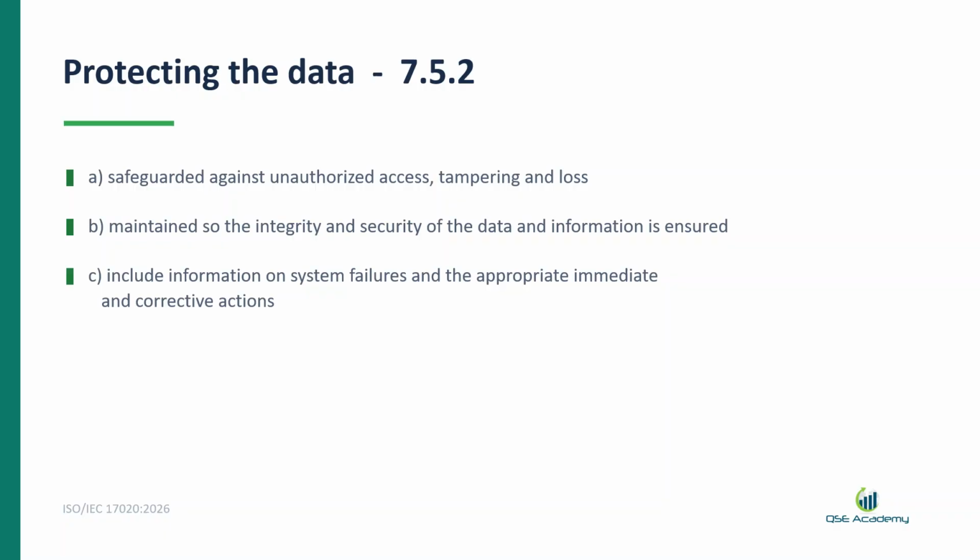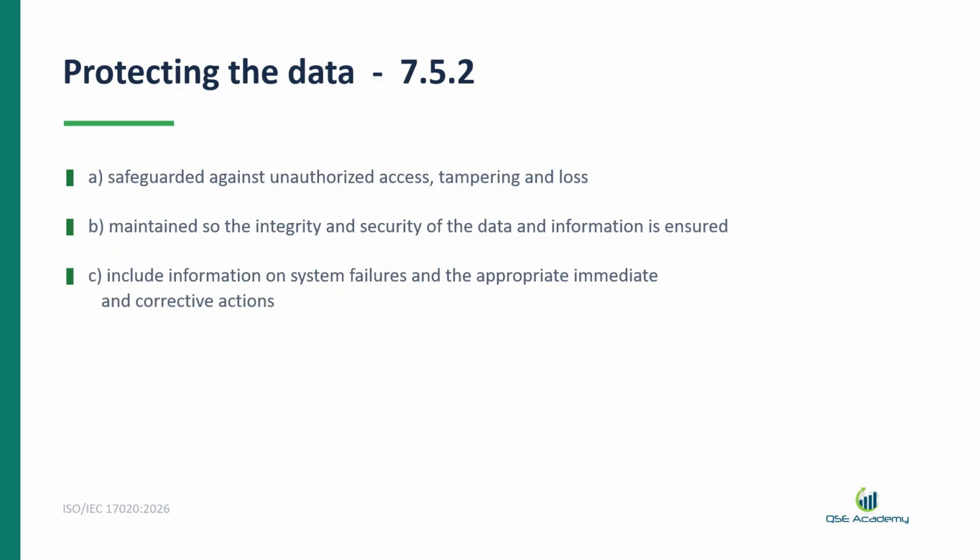B. Maintained in a manner that ensures the integrity and security of the data and information. And C, and this is the one nobody has, they shall include information on system failures and the appropriate immediate and corrective actions. Read C carefully. Your inspection records must include information about system failures.